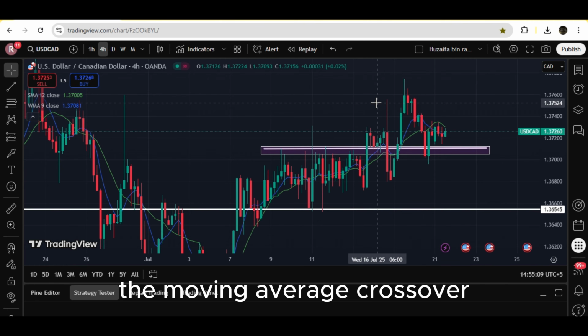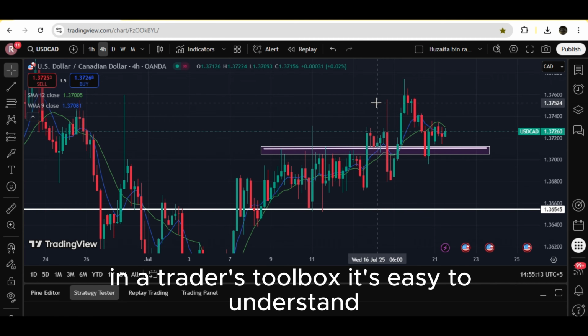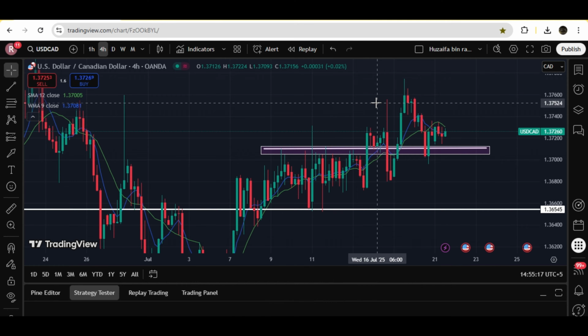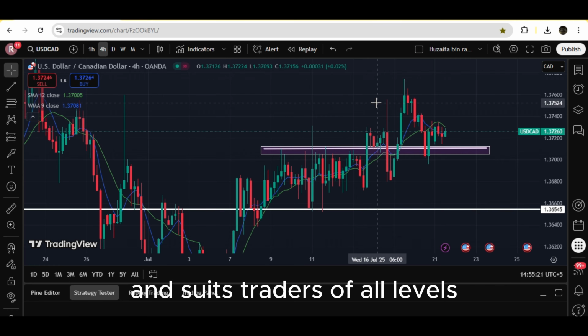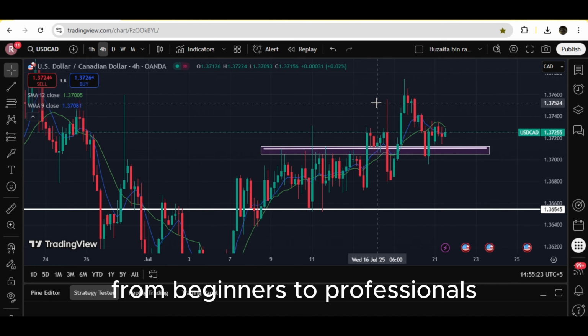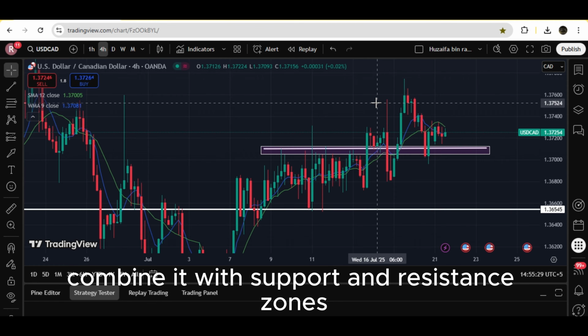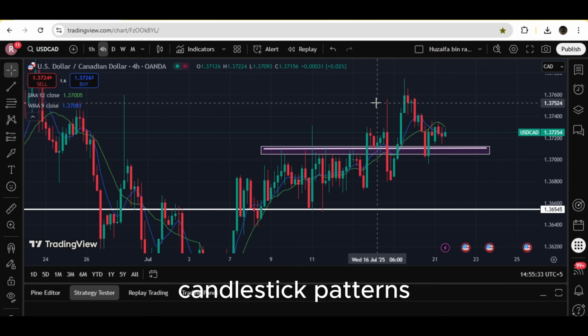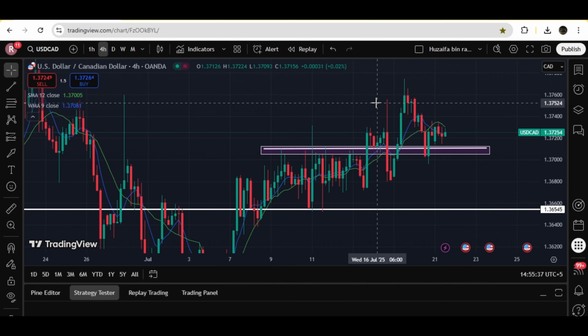The moving average crossover strategy is one of the most effective tools in a trader's toolbox. It's easy to understand, works across all currency pairs, and suits traders of all levels, from beginners to professionals. Just remember, never use it in isolation. Combine it with support and resistance zones, candlestick patterns, and market structure to improve your accuracy.